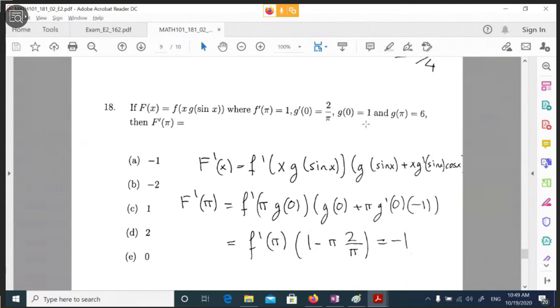Now they give you extra information. G of pi is not needed. 1 is just extra, it is not needed. That's all for today, okay? So these problems are from different sections, from 3.4, 3.2, and 3.3 and on.